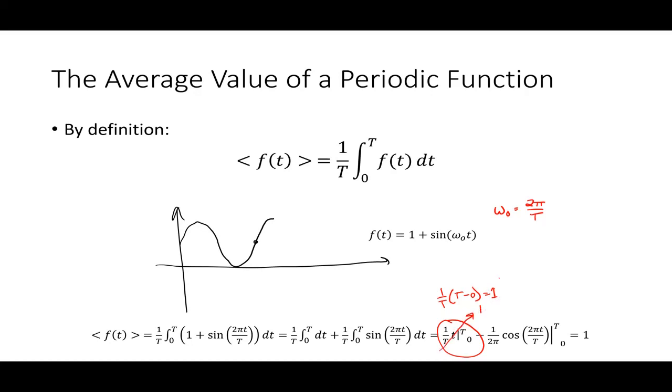And then the integral of sine omega naught t dt is negative 1 over omega naught cosine omega naught t.